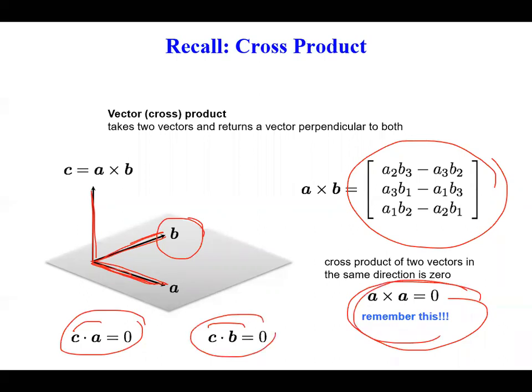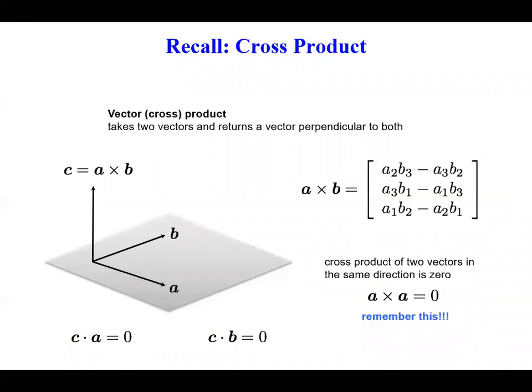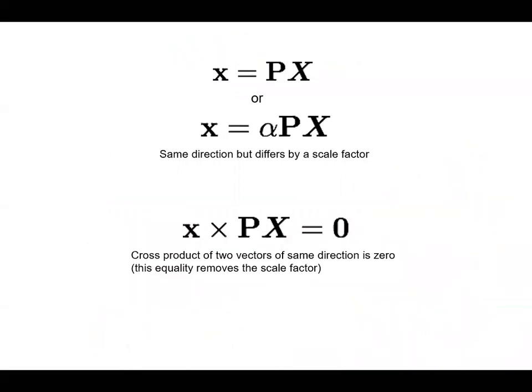So I'm telling you all of this, which is just review, to know how we will continue the previous stuff, where I have x equal to alpha P x, and I would like to do a cross product between this and this. What do you expect that to be? The answer is 0, but why?